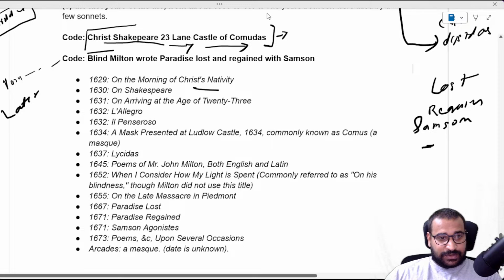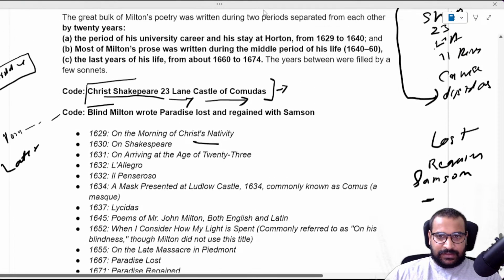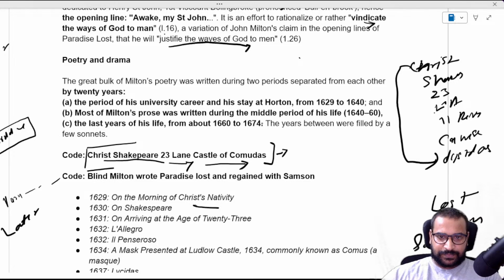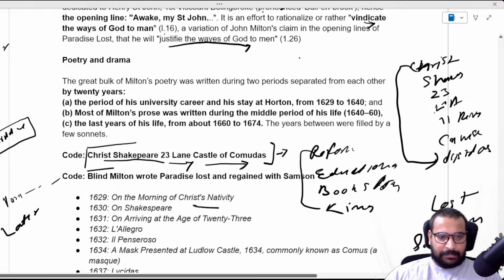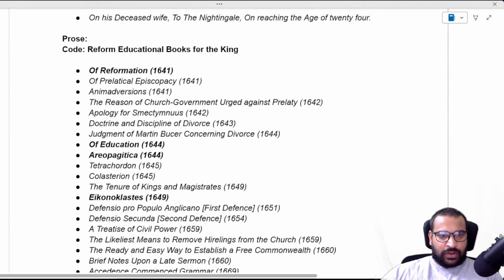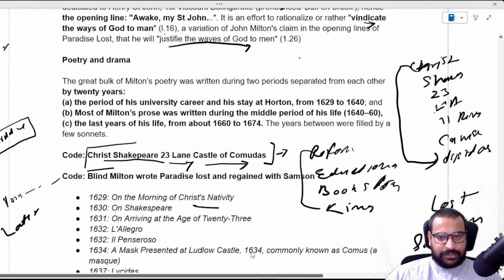Now it's time for us to remember the middle period. In the middle period, we have the code for you: reform, educational, books on, for, yeah, on or for, you can just put kings. So this middle period you will remember through what? Here. Of reform, of education, and Iconoclastes, right? So that your middle period is clear.